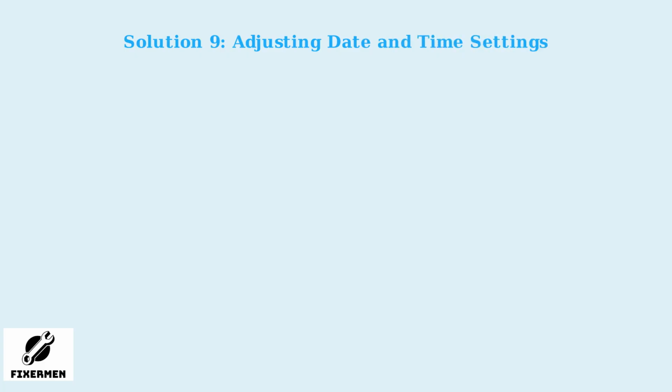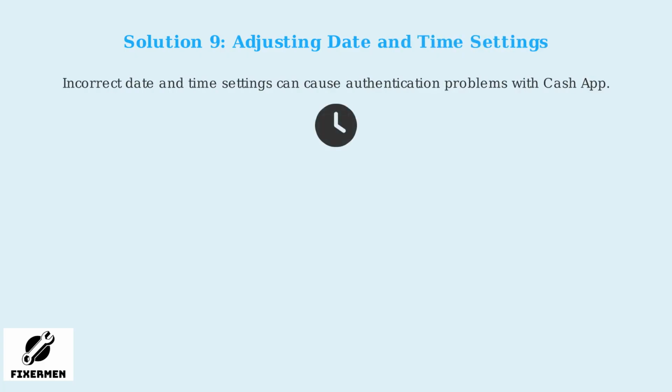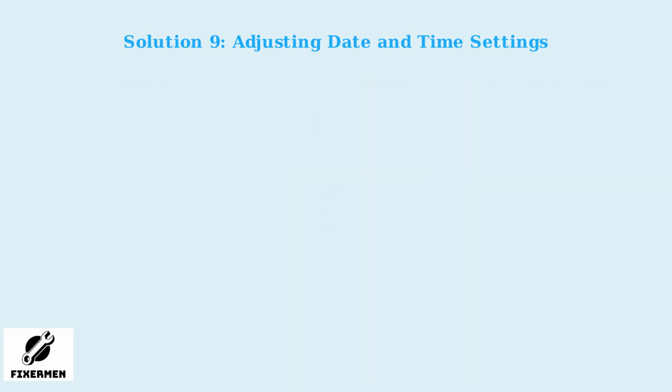Solution 9 focuses on adjusting your device's date and time settings. Incorrect date and time can prevent Cash App from authenticating properly, as the app relies on accurate timestamps for security. To fix this, first open your device's settings menu. This is usually found in the app drawer or by swiping down from the top of the screen.